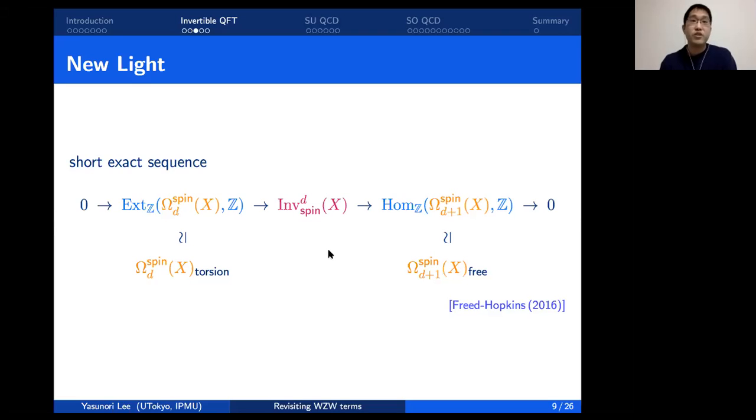As is shown, this group consists of two parts. One is the torsion part of the d-dimensional Bordism group, and the other is the free part of the d+1 dimensional Bordism group. So to see what kinds of invertible QFTs there are, we just need to calculate and determine these two Bordism groups.